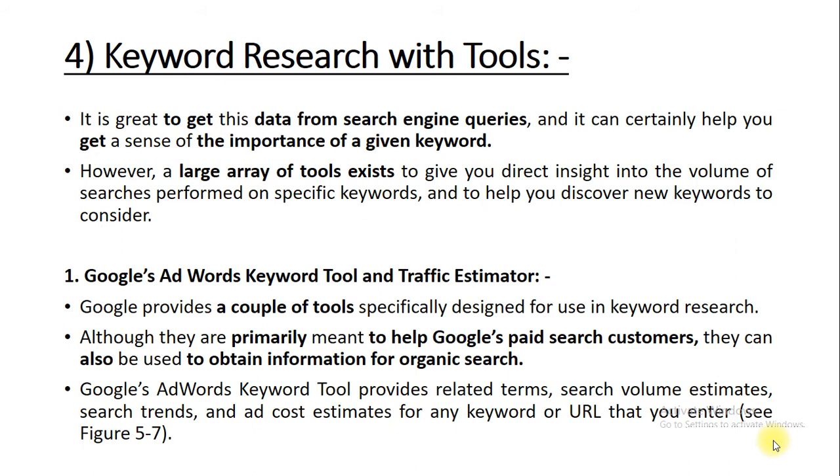So initially these both tools worked for the paid search customers, right? But after that they work for the organic search, or the search which is freely available in the market. So it works for both paid search as well as organic search. Now Google AdWords keyword tool provides related terms, search volume estimates, search trends, and ad cost estimates for any keyword or URL that you enter.